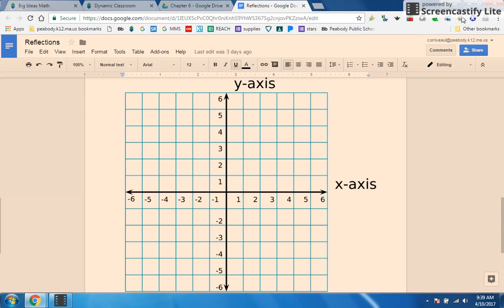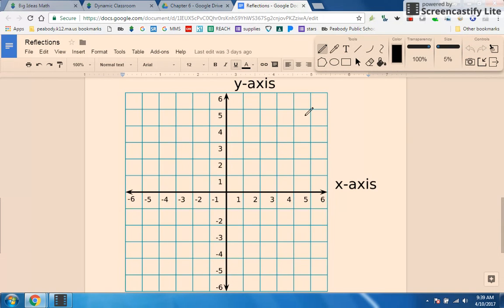So let's say that we have the point 3, 4. So I'm starting at the origin. I'm going over 3. I'm going up 4. And I'm going to put a dot. So let's call this point A. You guys can do this one with me. So I went over 3, went up 4. So that's in quadrant 1.